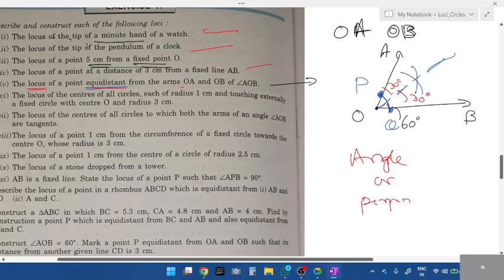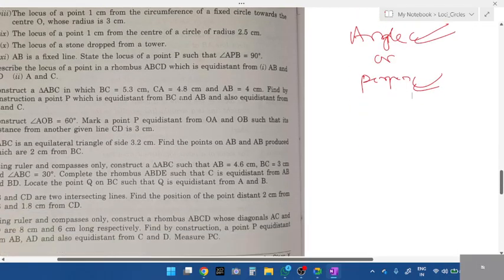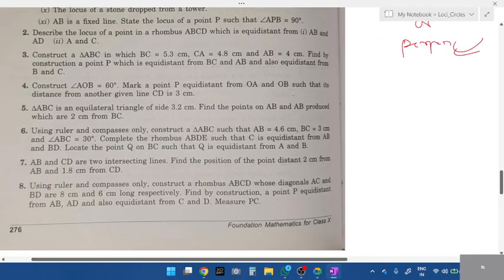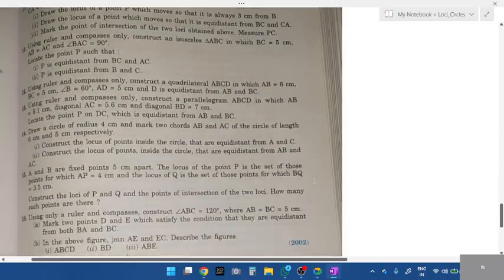Whenever an angle is given, in a triangle, it should be the angle bisector. When a straight line is given, it is the perpendicular bisector. Enough. First main, they won't ask students. See, none of the questions they have mentioned here.